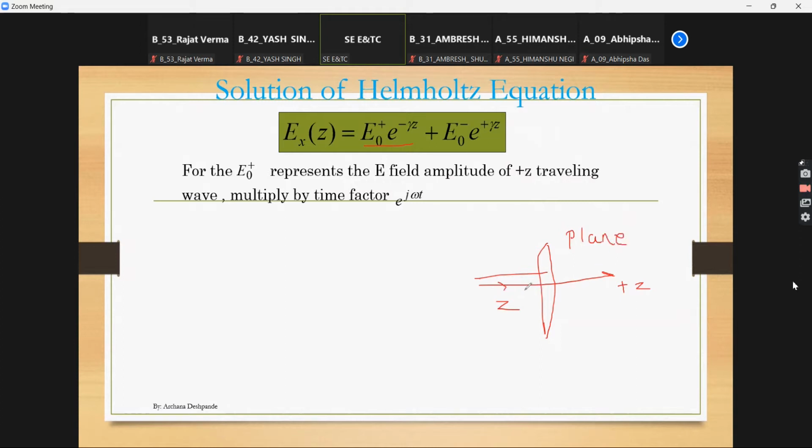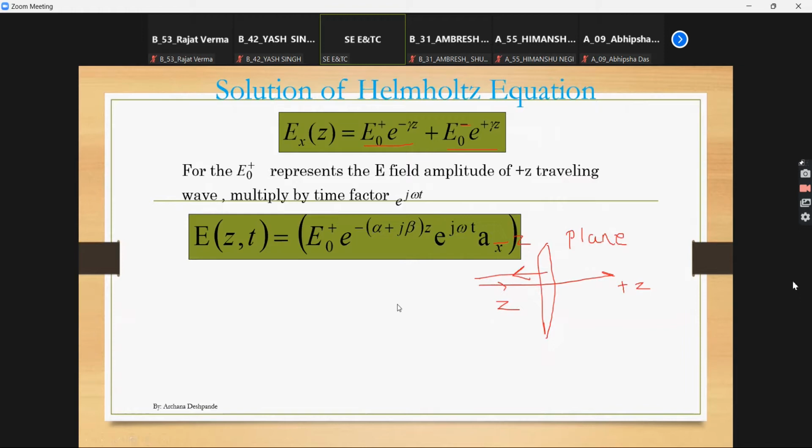Since it strikes on this plane, some part of it gets reflected. That is called the reflected wave, traveling along the minus Z direction. That is why the minus is written here. So we say that the EM wave is comprised of two waves.